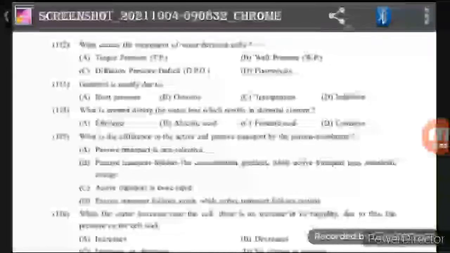So after question number 112, we come to our next question, question number 113. Here they have asked about transpiration, which you learned in the match the following, where we learned this topic. Now let us go ahead with the question. Transpiration is mainly due to which one: root pressure, osmosis, transpiration or imbibitation?